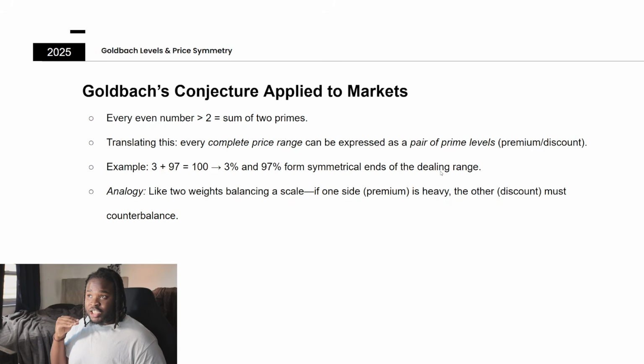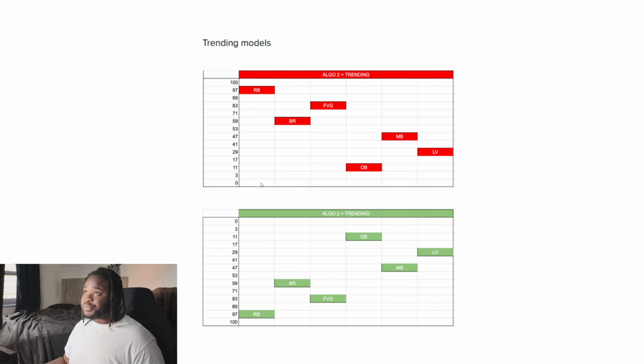I'm going to show you what this looks like as a concept, and then I'm going to show you what this looks like on the actual chart. Okay? For an analogy, it's like two weights balancing a scale. If one side is premium, is heavy, the other discount must counterbalance. Okay? So, like I just explained, 3 and 97, their harmony to make 100. In this example, algo 2, right?